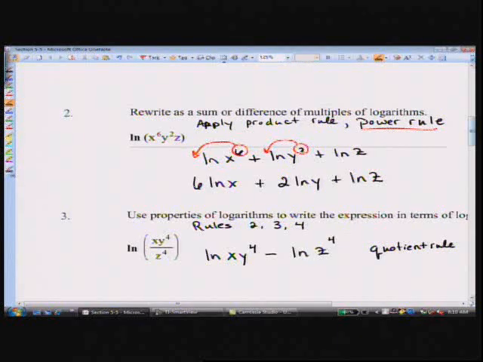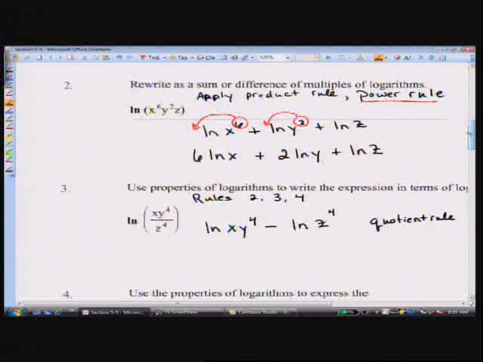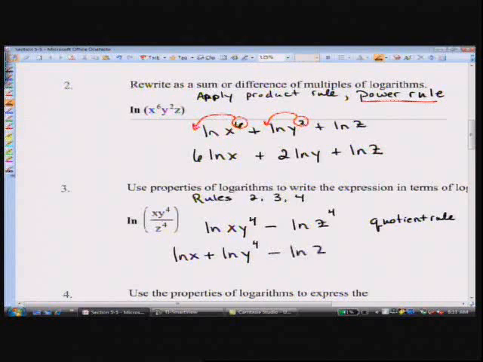Chilton, do you want to tell me how I'm going to use the product rule? Would it be ln x plus ln y, minus ln z to the 4th? Okay, so ln x plus ln y to the fourth minus ln z to the fourth. Yes, that's the product rule. And then now, Moody, can you tell me how I'm going to use the power rule?